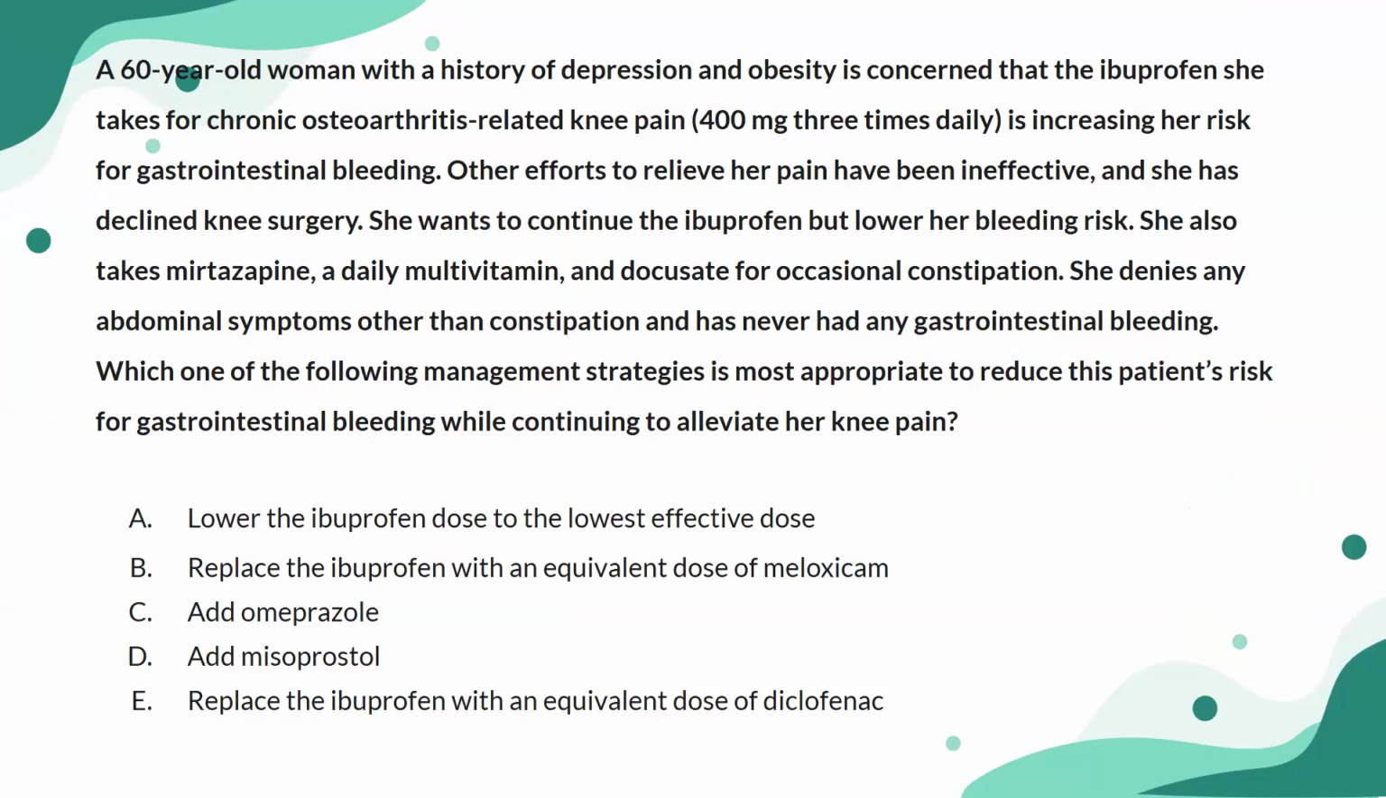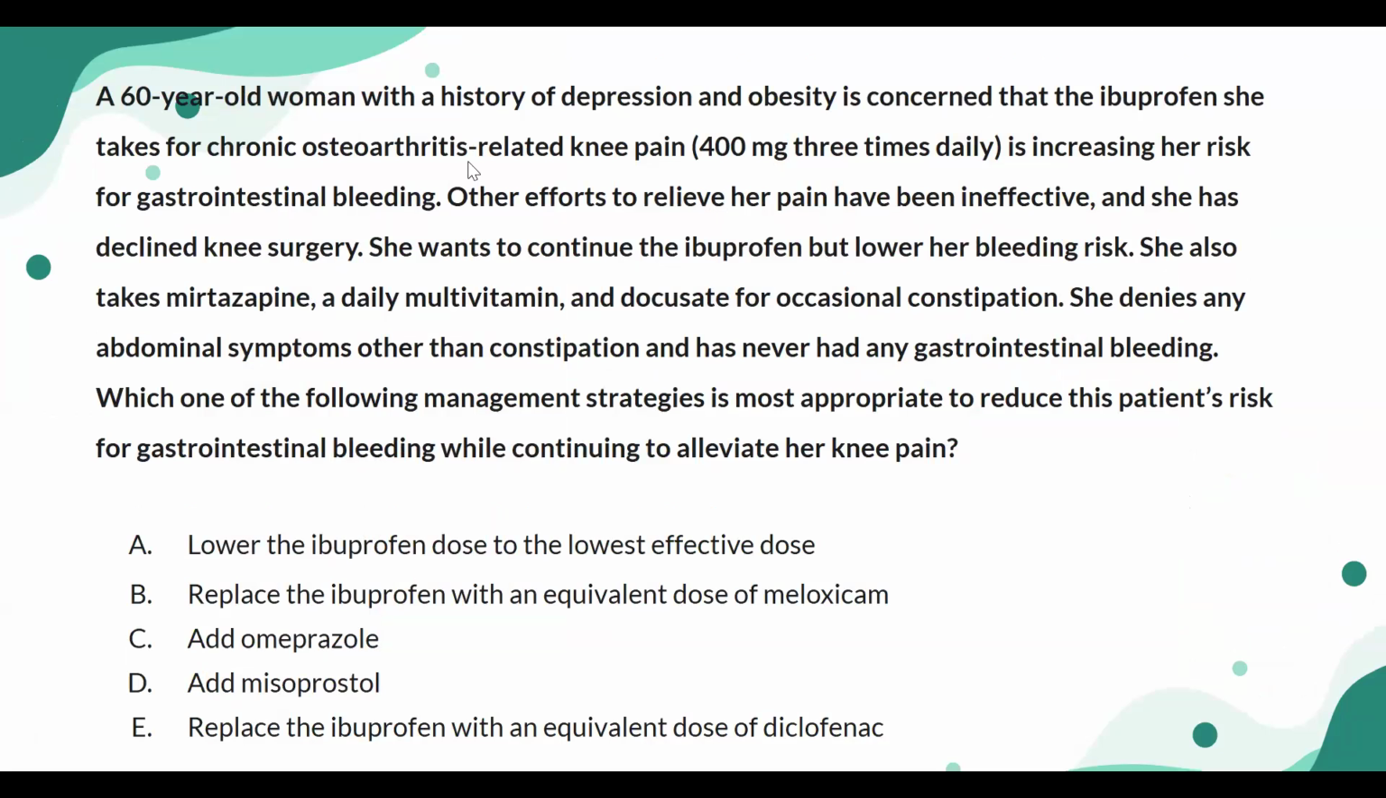All right, next question. A 60-year-old woman with a history of depression and obesity is concerned that the ibuprofen she takes for her chronic arthritis-related knee pain, which is 400 milligrams 3 times a day, is increasing her risk for GI bleeding. Nowadays, the patients that you see in clinic are actually very aware of these kinds of things. So it's very common for you to get a patient who already knows about these things, who already is anticipating it, which is honestly so nice to see.